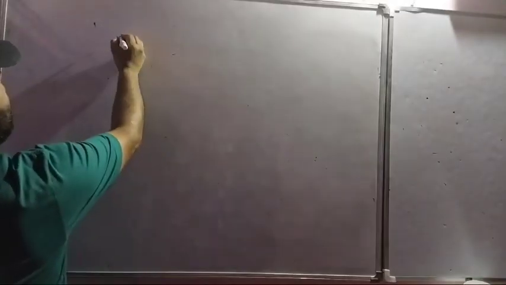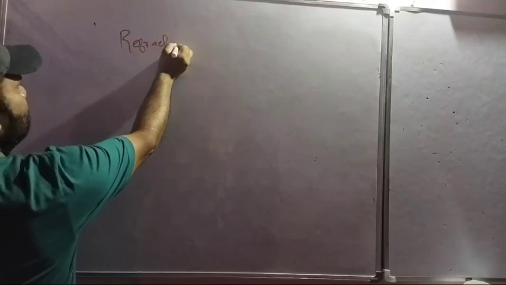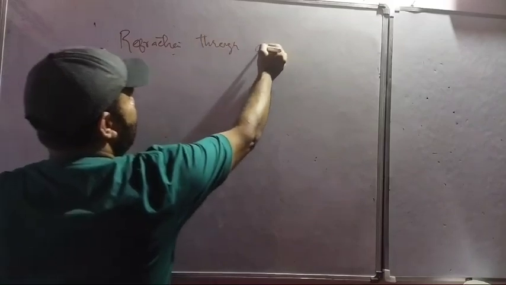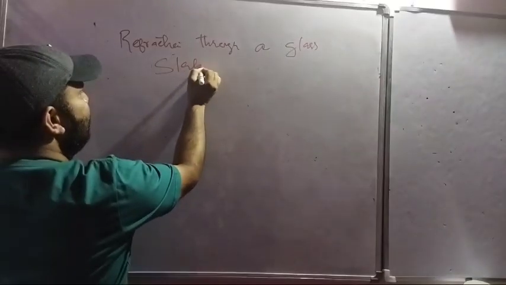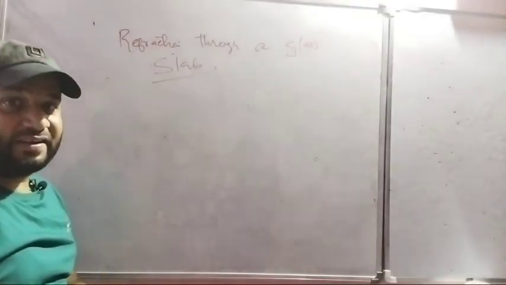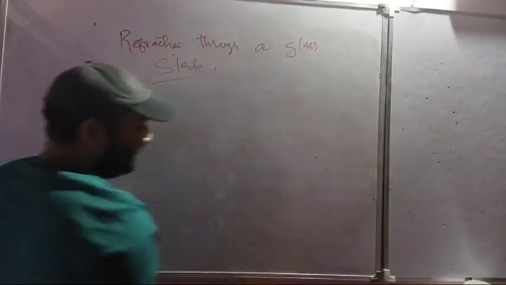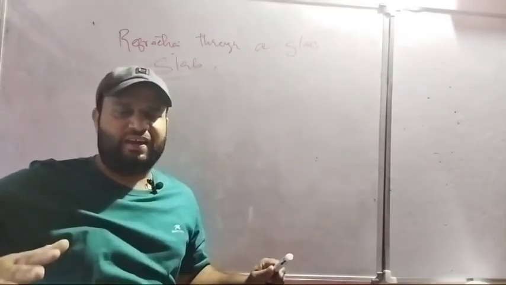सो क्वेश्चन आई विल राइट हियर, रिफ्रैक्शन थ्रू a glass slab. In fact, it's a rectangular glass slab. So I will write here first of all, diagram is very important. Your question is half done when your diagram is okay.